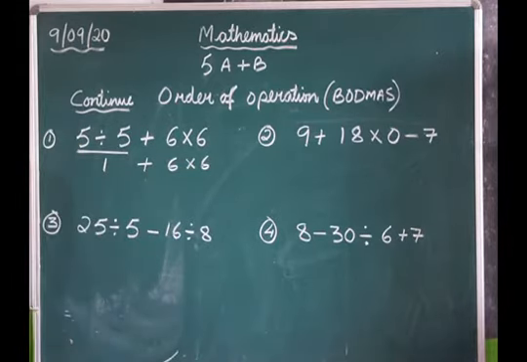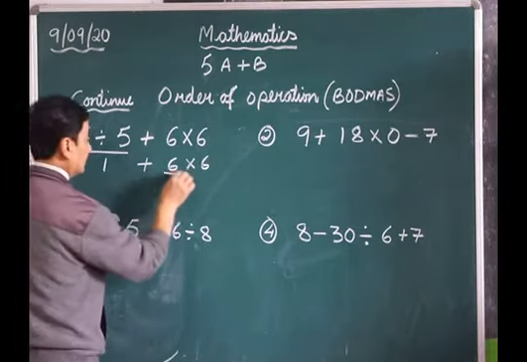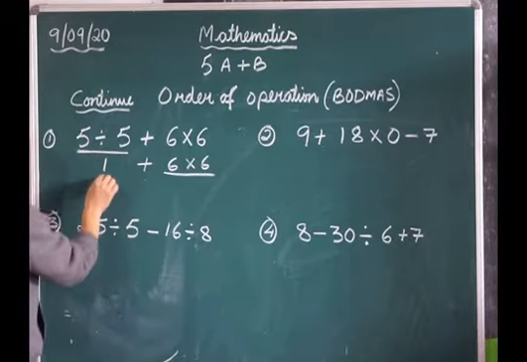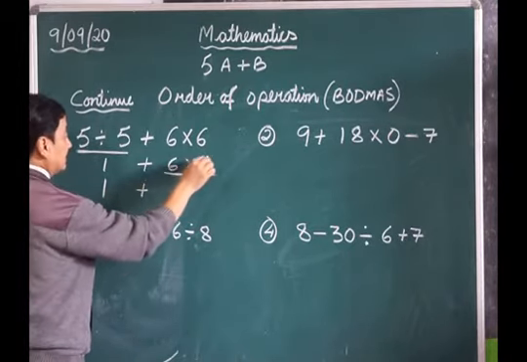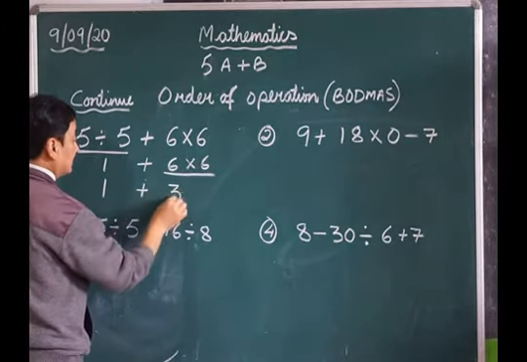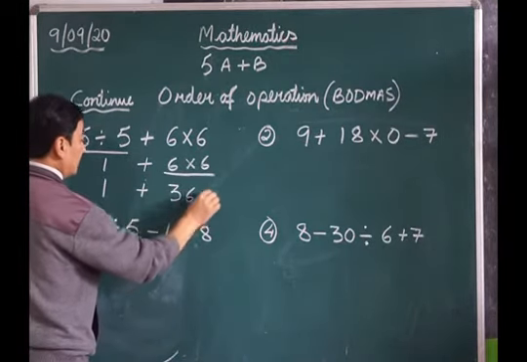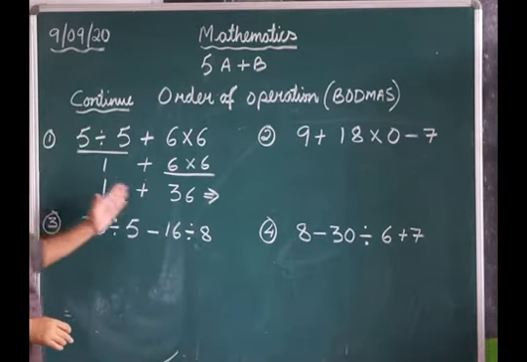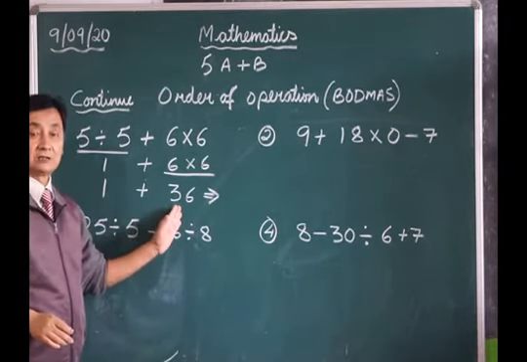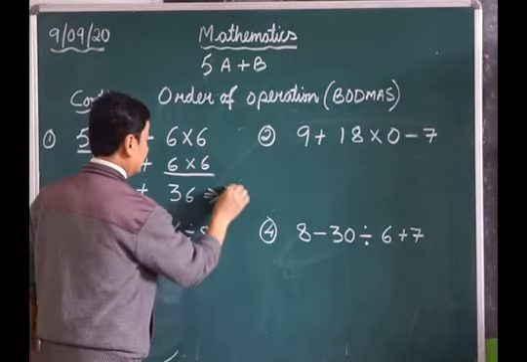Now which step are we going to do? Multiplication. Write the same number. 1 plus 6 into 6, 36. So I'm going to write the answer here because there is no space here. So 1 plus 36. How much? 37.